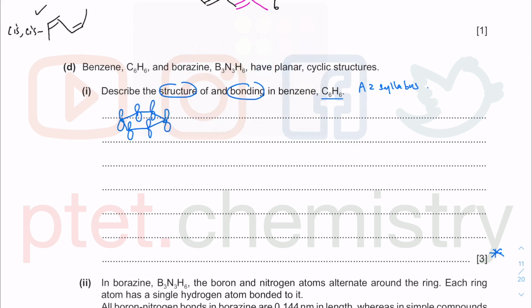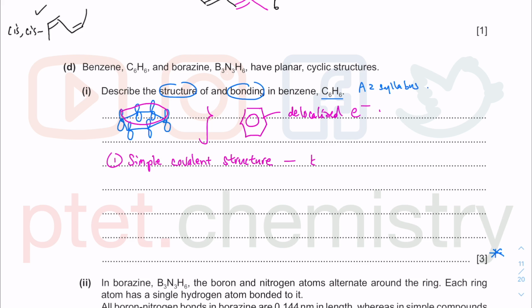So I've just shown that there are p orbitals on each carbon, and these p orbitals can overlap sideways, where the electrons hop around and then get delocalization. So this one is basically this thing here, where you have delocalized electrons. Okay, so what is the structure there? Simple covalent structure. That one is very obvious. It exists as individual single molecule, but they are not asking exactly on that. They are asking on what is happening.